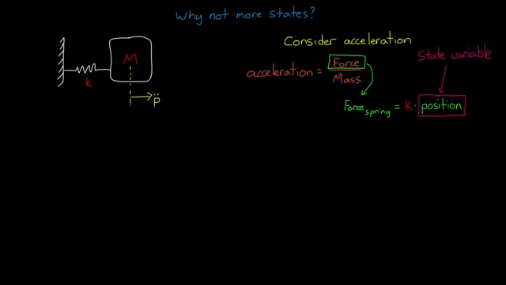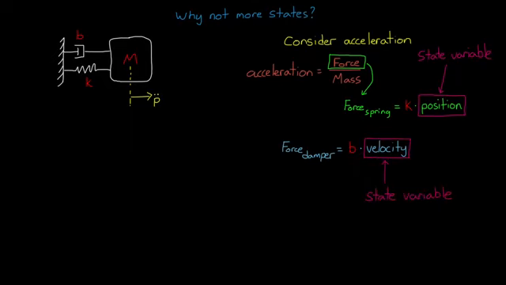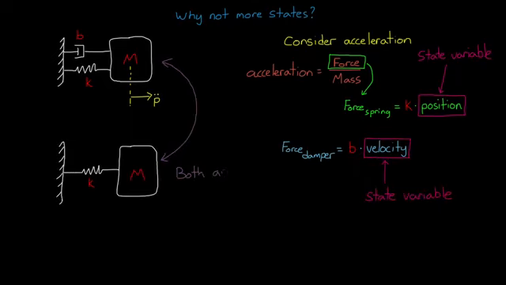Now, something that might seem strange at first is that if we add a damper into the system, we're not increasing the order of the system, because we don't need any additional state variables to account for this additional element. The force from the damper is determined by the velocity of the mass, which, again, we already have in our state variable list. So both of these systems have the same number of state variables, 2.